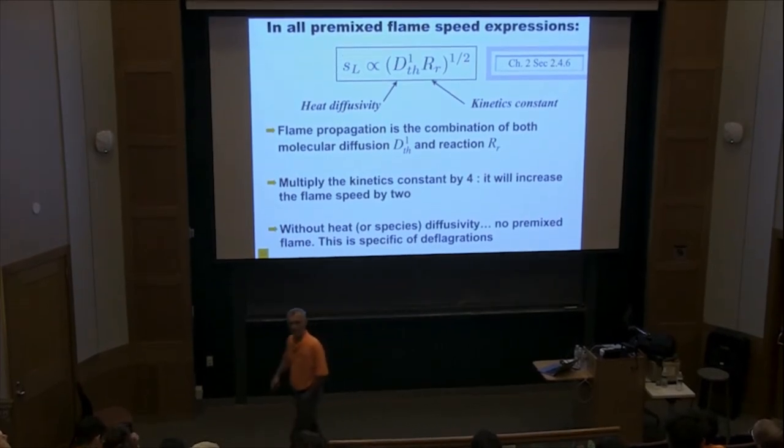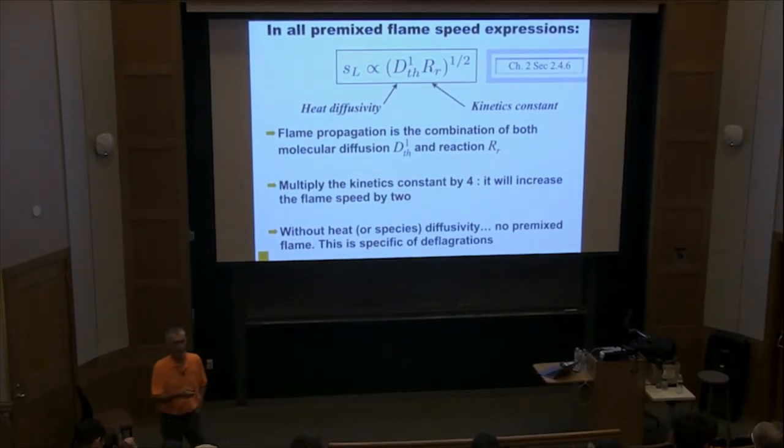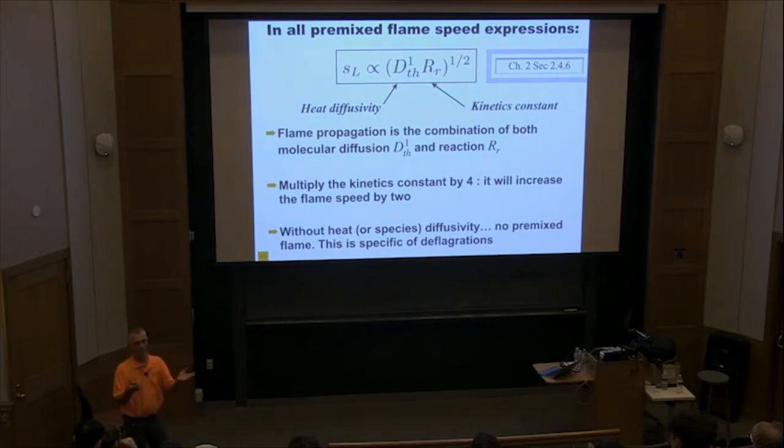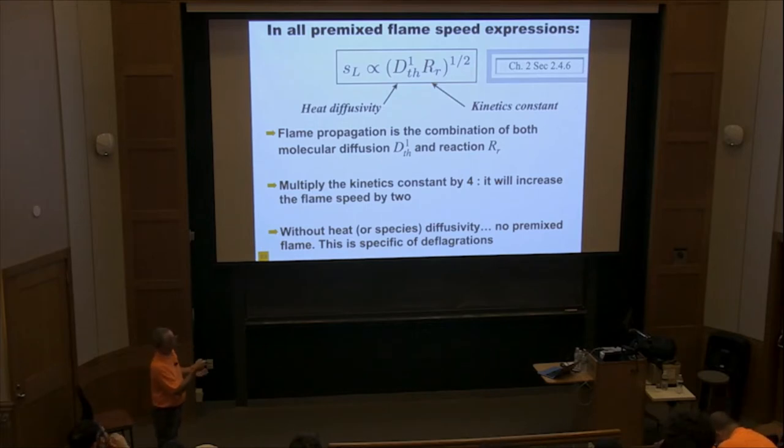Also, a few students often come to me surprised. You do a computation with Cantera, and the flame speed is 1 meter per second. And you multiply the pre-exponential constant by 2, and you think it's going to go 2 times faster. No, it's going to go square root of 2 times faster, because here you get a 1/2. Okay? And again, theory works. I mean, you can try it in Cantera, you will see it works extremely well.